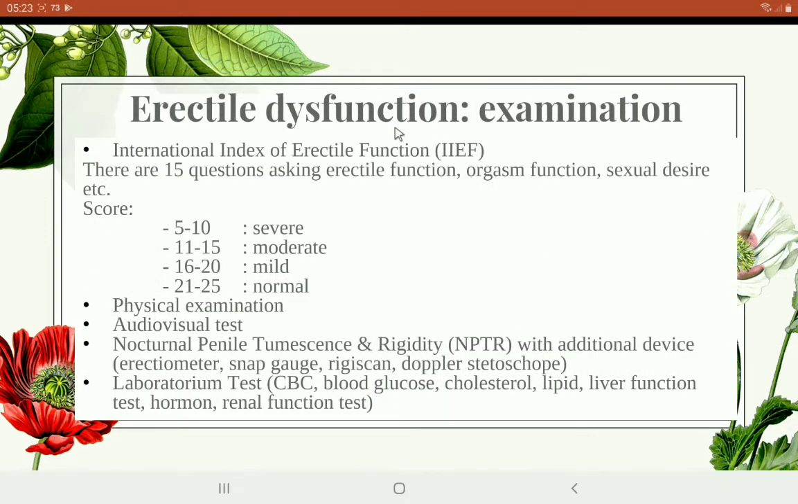Examination for erectile dysfunction includes the questionnaire, International Index of Erectile Function, and also physical examination, audiovisual test, nocturnal penile tumescence and rigidity or NPTR, and also laboratory tests like CBC, blood glucose, cholesterol, lipid, liver function, hormone, and renal function test.